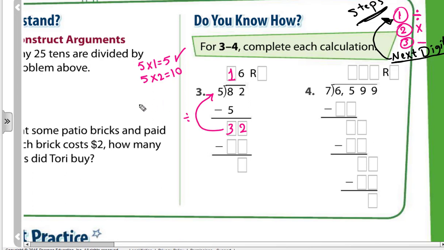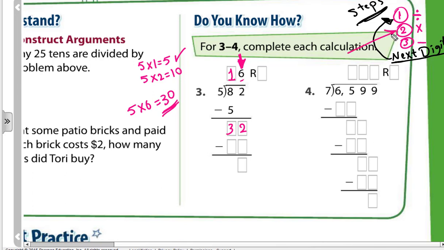Okay, so go ahead in the timetable of 5. 5, 10, 15, 20, 25, 30, 35. So it's 6 because 5 times 6 equals 30. We have the 6 written already, we don't need to write it. Okay, now we've finished the divide.